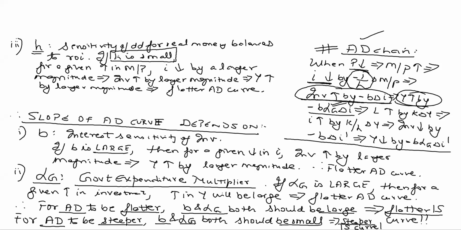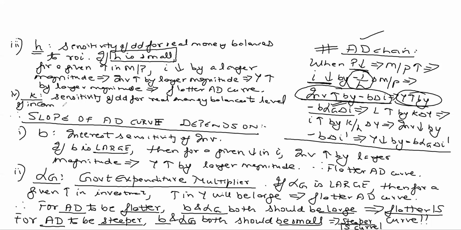And we can do the same analysis for K. So K denotes the sensitivity of demand for real money balances to the level of income. So where is K coming? If you look at the chain, K is coming in the end. K is coming here. So what should K be? So K should also be small.